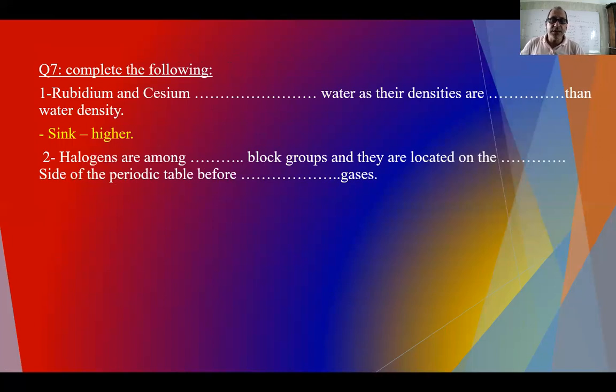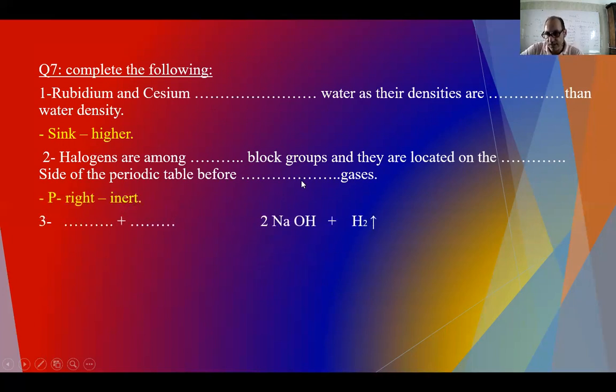Halogens are among which type of block? I think this is right, it's supposed to be the p-block, and they are located on the right side of the periodic table, just before group 18, which are the inert gases.